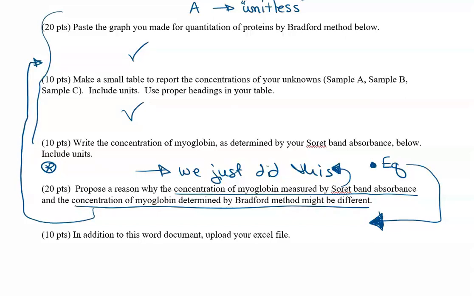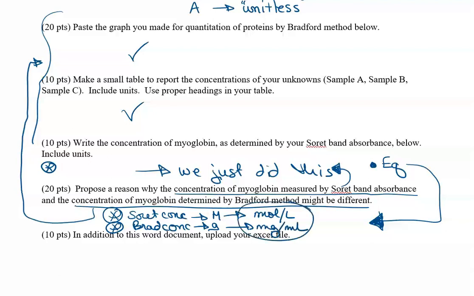We have to do some conversions. I'm just going to write it right here. So we're still working on this point right here. The Soret concentration is in terms of molarity, and the Bradford concentration is in terms of grams, essentially. Molarity is moles per liter, and the Bradford concentration that you got out was mgs per mil. So we need to do some conversion of our units in order to make this comparison.